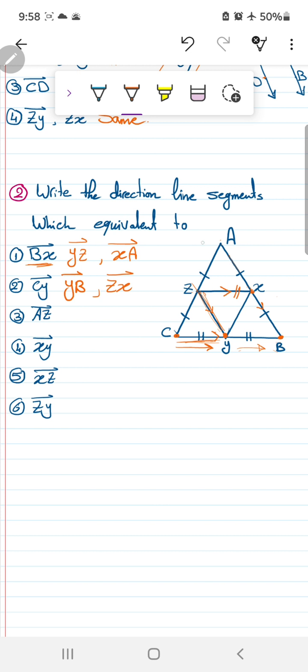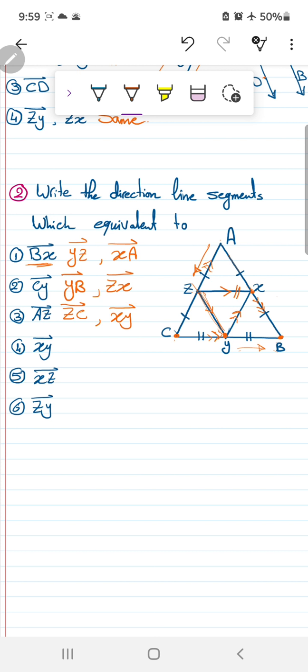Okay, here AZ. Here is the direction of AZ. So on the same straight line, we said ZC. So we talk about ZC. And also AZ is parallel to what? Parallel to XY. Why? Because we have here X a midpoint, Y a midpoint, so XY is parallel to AC. So here we have also XY.